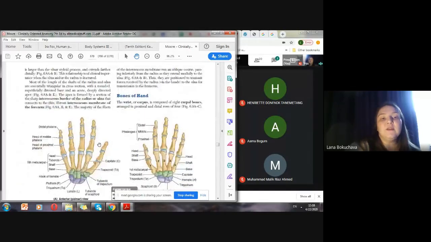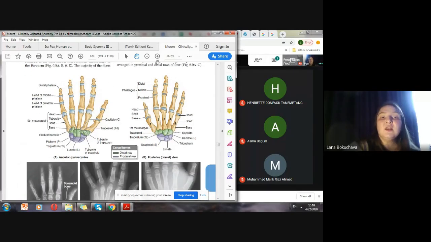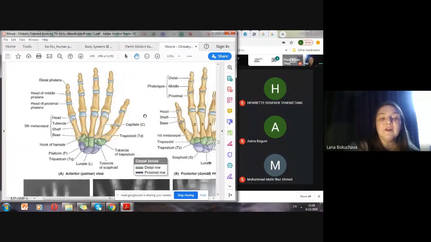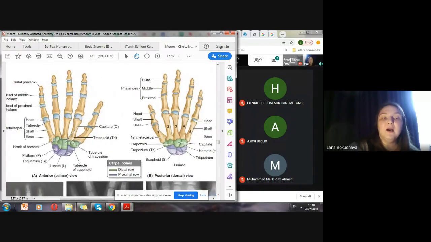So to continue with the next region, this is the wrist mainly, and the part of the carpal bones, as we said. And here, what do you see? This is the anterior view, and this is the posterior view. So this is the palmar view, this is the dorsal view. Do you remember palmar and dorsal? Yes. So in the case of the palmar view, you can see that the whole carpal bones are subdivided.